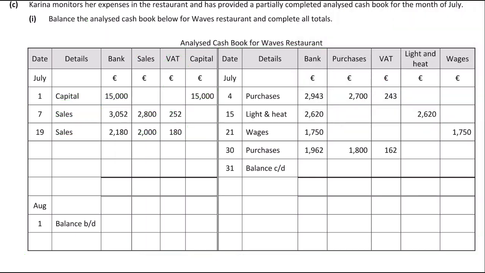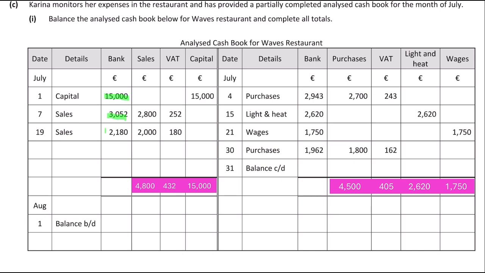Now on the right hand side we have purchases, VAT, light and heat, and wages. Again with the bank, the total including the VAT goes into the bank heading, then you've got the amount exclusive of VAT under the purchases, and then the VAT under the VAT. So we have to tot this up and balance it out. That's what we were asked to do. We tot up all of the columns. We can do the bank first or the other columns first, it doesn't really matter, but we'll do the bank now.